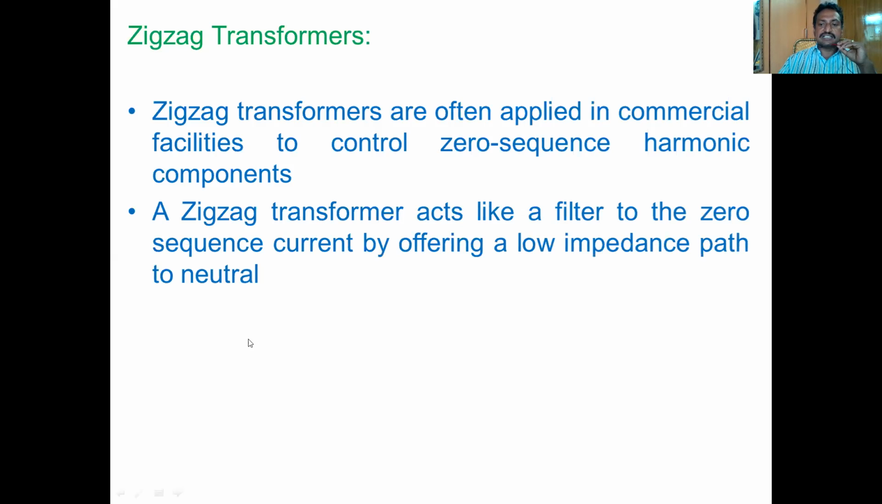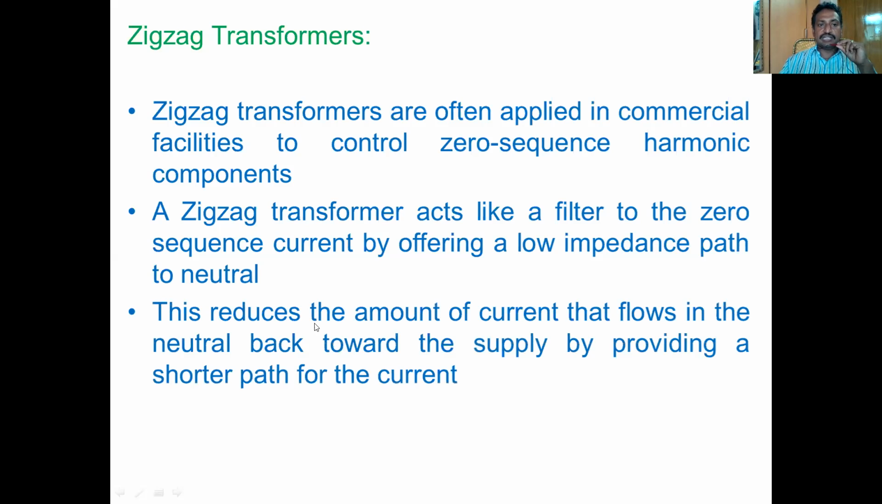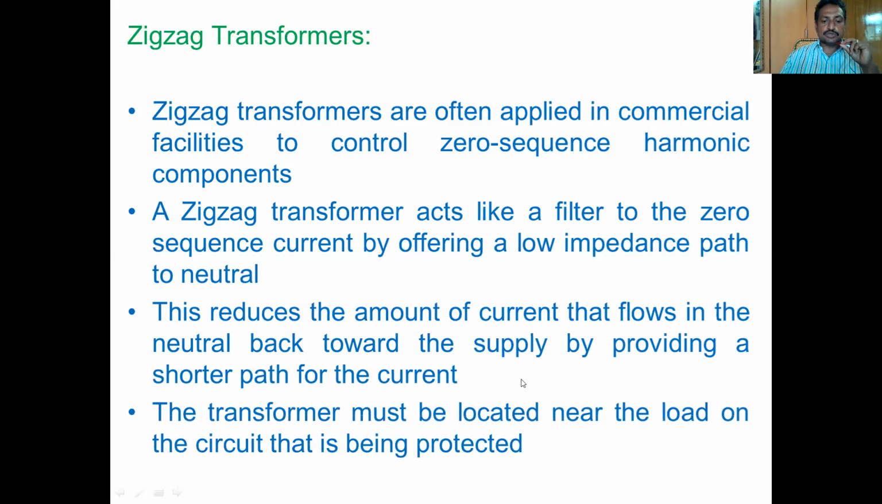A zigzag transformer acts like a filter to the zero sequence current by offering a low impedance path to neutral. If the zero sequence is available, there should be a current flow to the neutral in star. So we want to eliminate that, and we can eliminate it with the help of a zigzag transformer. This reduces the amount of current that flows in the neutral back toward the supply by providing a shorter path for the current. So the transformer must be located near the load on the circuit.